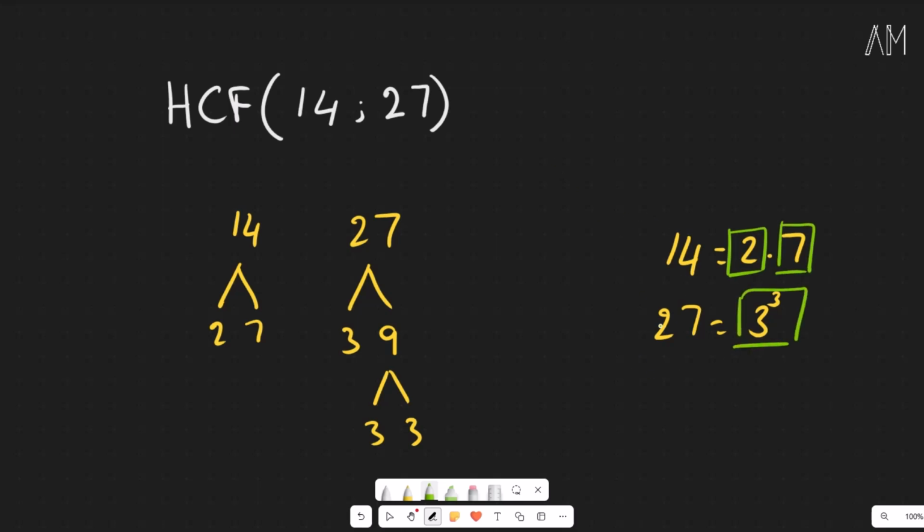They are not common. Usually the LCM will take them all, 2 times 3 to the power of 3 times 7, and we get our answer. Yet the HCF, as we said, will ignore all of the lonely numbers, so there's nothing. In this case, the answer will be 1. So the highest common factor between two numbers that don't have anything in common is 1.